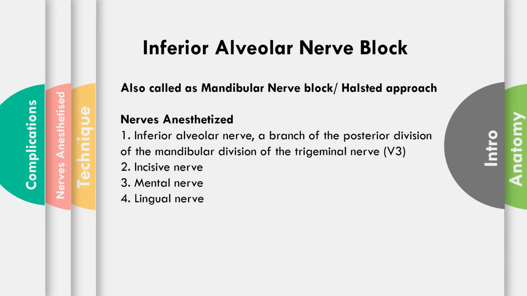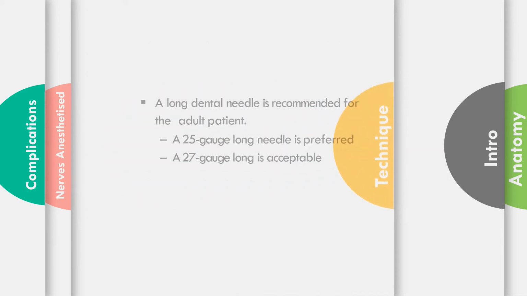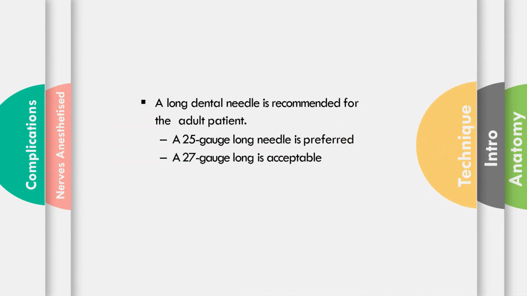Inferior alveolar nerve block is also called mandibular nerve block or Olmsted approach. The nerves anesthetized following this nerve block will be inferior alveolar nerve, incisive nerve, mental nerve, and lingual nerve. Moving on to the technique, a long dental needle is recommended for the adult patient. A 25 gauge long needle is usually preferred, or else 27 gauge long needle is acceptable.